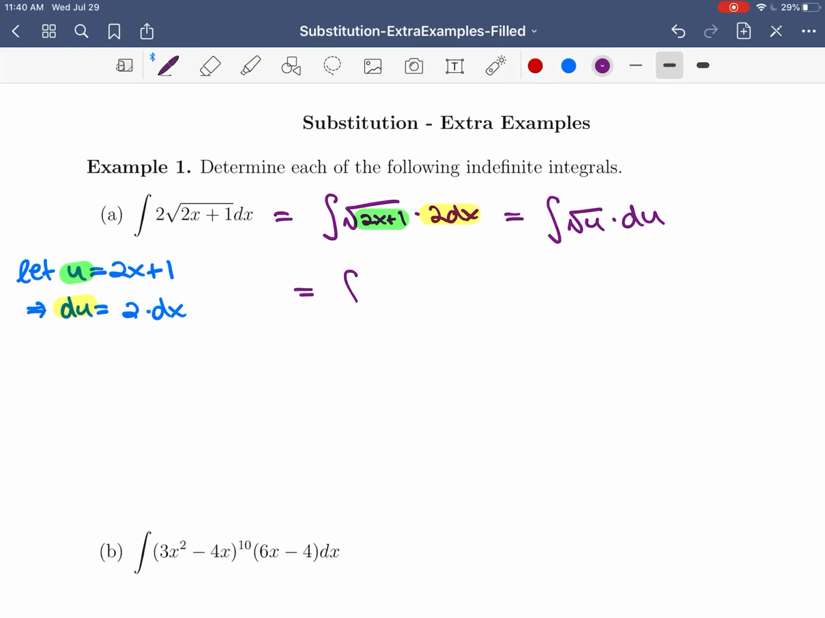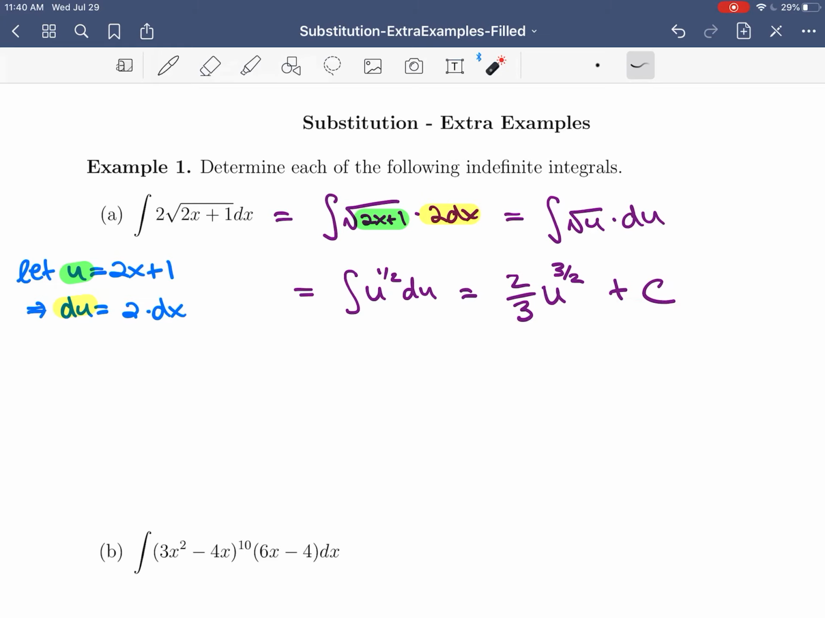Which means that it's u to the 1/2 du. And now I can use the reverse power rule. So I add 1 to the exponent. So that's 3 over 2, and then it's going to be 1 over 3 over 2, which is the same as 2/3. And now that I've done the integral, I lose my integral sign, so that's this and the du. And I switch it with a plus c. So that's my constant of integration.